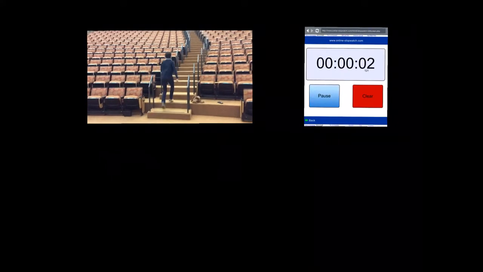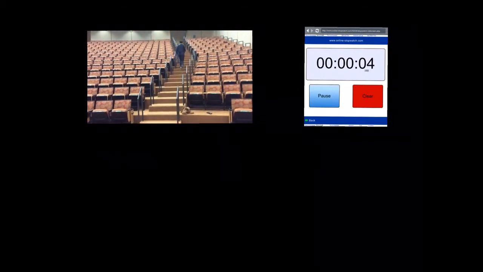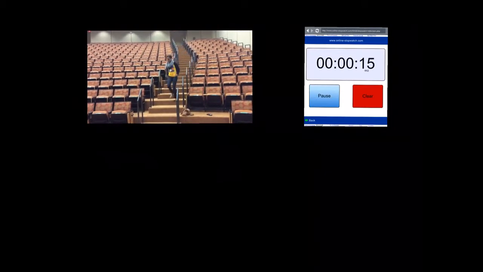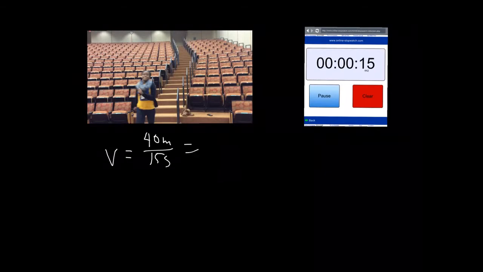Now let's do the example with Andrea, who ran up the stairs and back down. If we time how long it took her to go up and down the stairs, she took about 15 seconds. So her speed, with her distance of 40 meters over 15 seconds, gives us a speed of 2.7 meters per second.